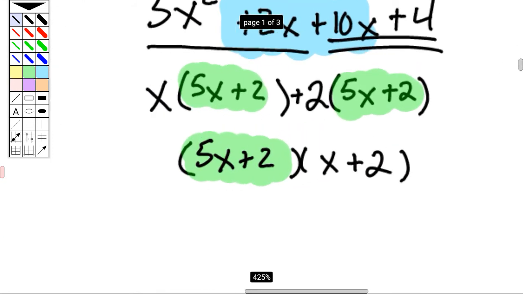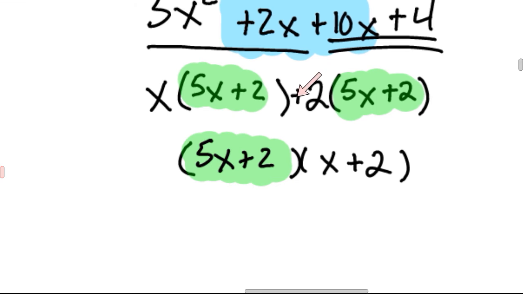What would happen if I took a negative 2 out? Well, when you take a negative out, you flip the signs. This would say a negative 5x, and that would say a negative 2. But I don't want that, because I need these to be the same. So if I did take a negative out on accident, and I got a negative 5x and a negative 2, I would know that I have to go back and fix that, because I need whatever's in parentheses to be exactly the same.